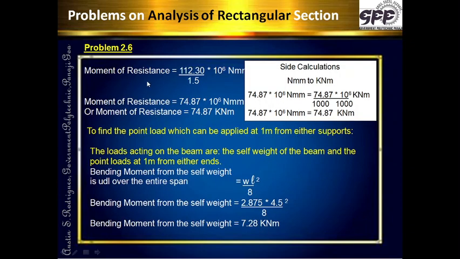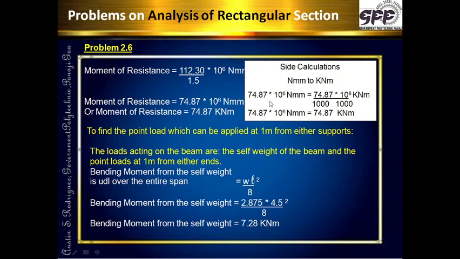So the moment of resistance is the ultimate moment of resistance divided by the load factor, which is 1.5. So 112.30 into 10 raised to 6 Newton mm divided by 1.5 gives me the moment of resistance as 74.87 into 10 raised to 6 Newton mm.